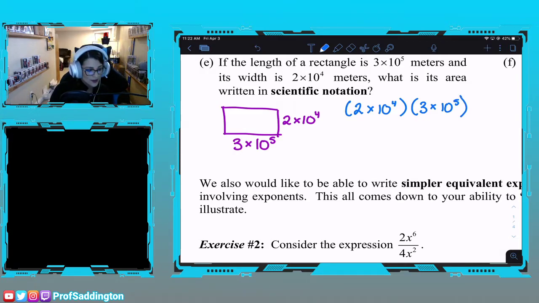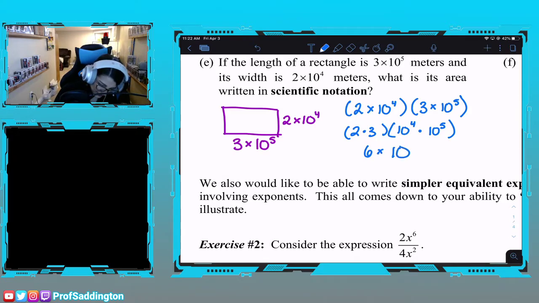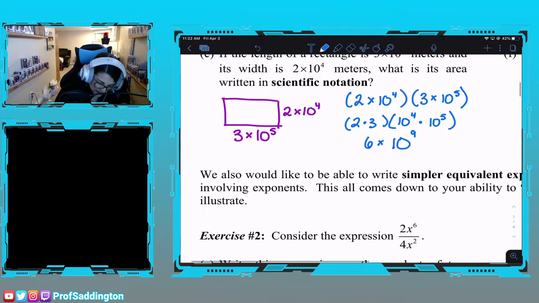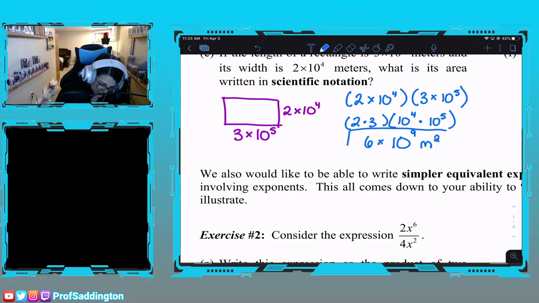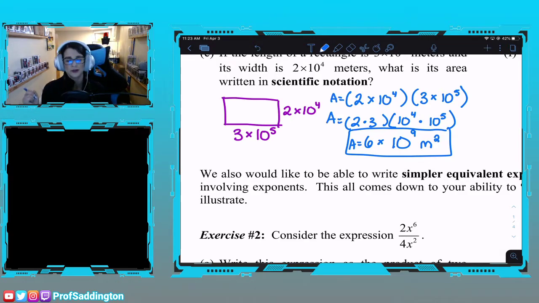And we can organize it just like we did in problem letter D. So my real life numbers, my 2 and my 3, get multiplied together. And I'm going to do my 10 raised to some exponents, so 10 to the 4th times 10 to the 5th, bundled together. So 2 times 3 is 6. And I keep my base, but I add my exponents. So 4 plus 5 is 9. And of course, can't forget my unit of measure. It did specify it was meters. So since it's area, it's going to be meters squared. I should say A equals. Trying to be a little bit more precise with my work.